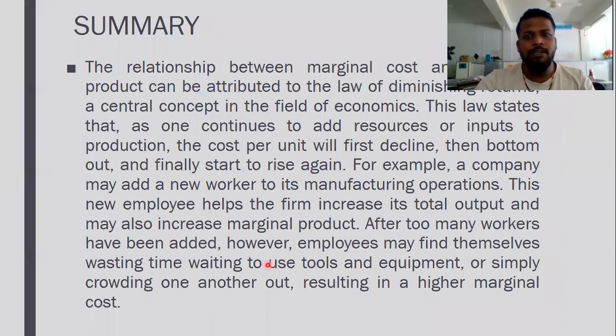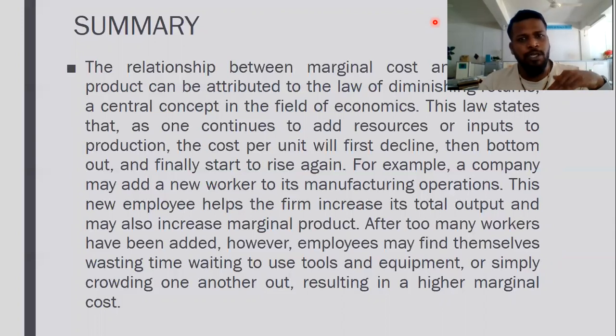Here I just wrote a summary. You can understand it here. The relationship between marginal product and marginal cost can be attributed to the law of diminishing returns, a central concept in economics. The law states that as one continues to add resources or inputs to production, when you employ one more additional input, the cost per unit will first decline. Per unit cost will decline, but then bottom out and finally start rising again.